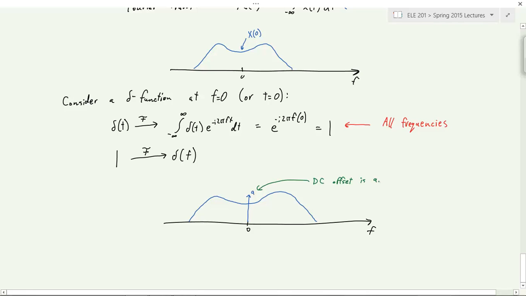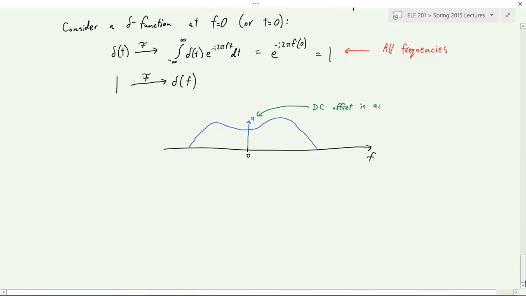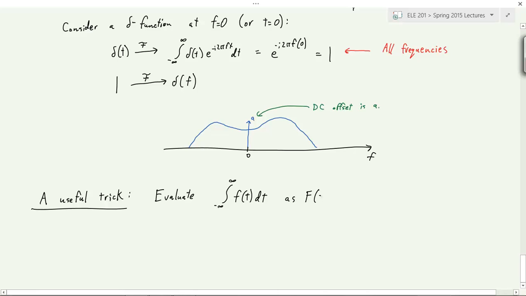Okay, let me try to fit something else in here. Oh, there's a nice trick here, and that is that you can use this fact that the Fourier transform is related to the integral. If you want to evaluate an integral, and you happen to know the Fourier transform, well then you don't have to do any work to evaluate the integral, because you would just say, oh, that's f at 0. If you knew what the Fourier transform was, just take its value at 0.